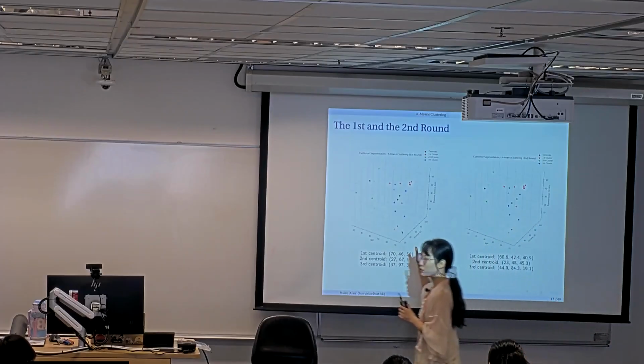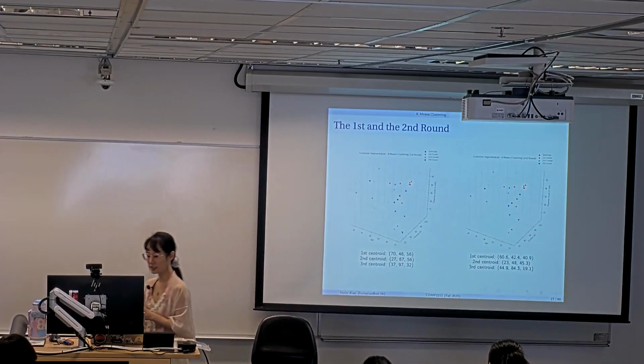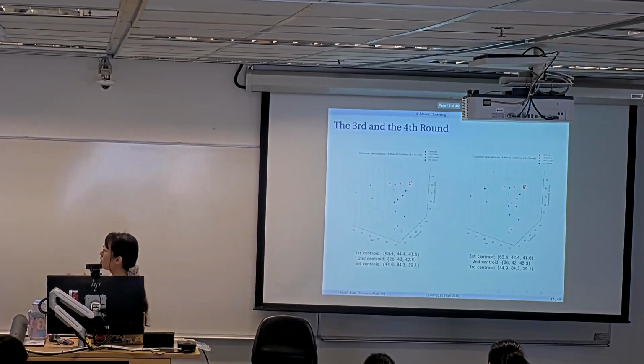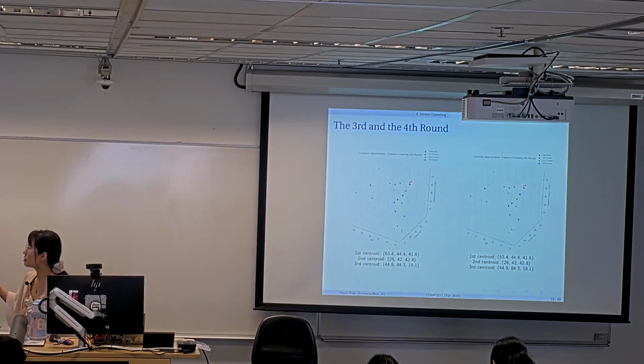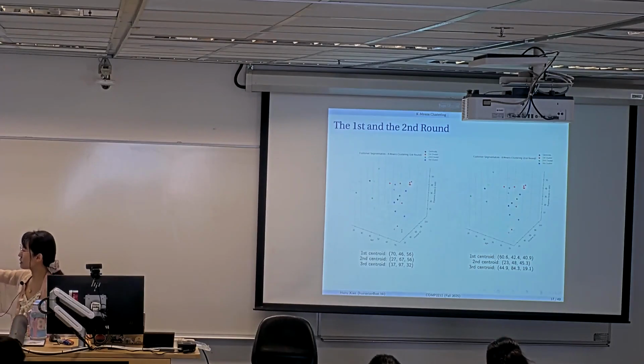But we are not finished yet. It's not convergent yet, so we need to have 2 more rounds. So after the third round, the centroids will look like this. So if you compare it with the previous one, you will see that the centroids change again from round 2 to round 3, right?